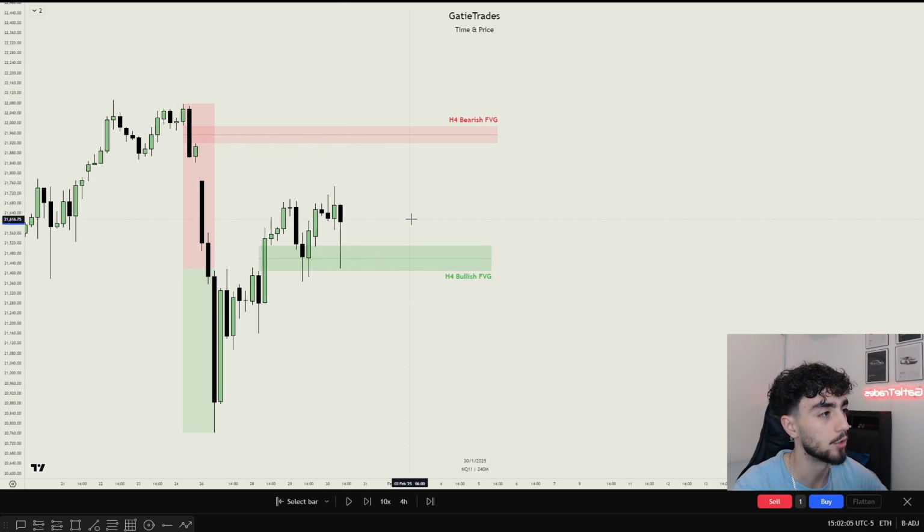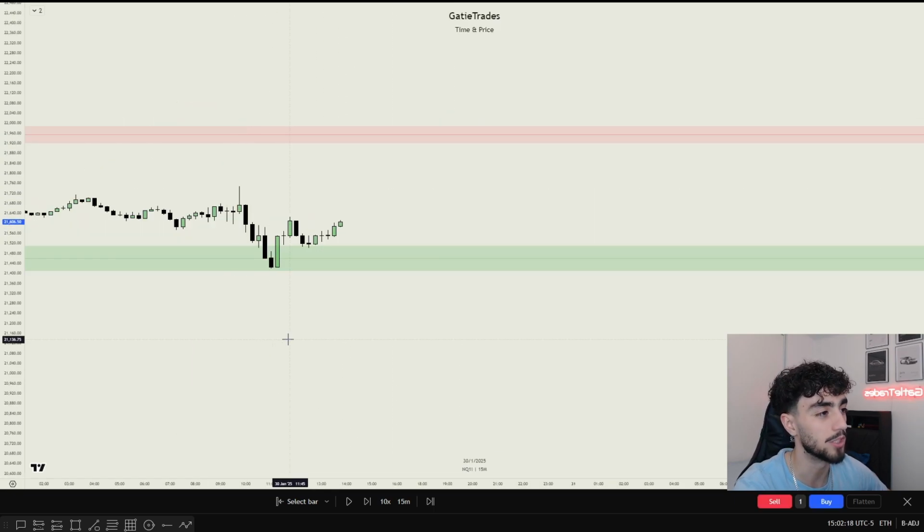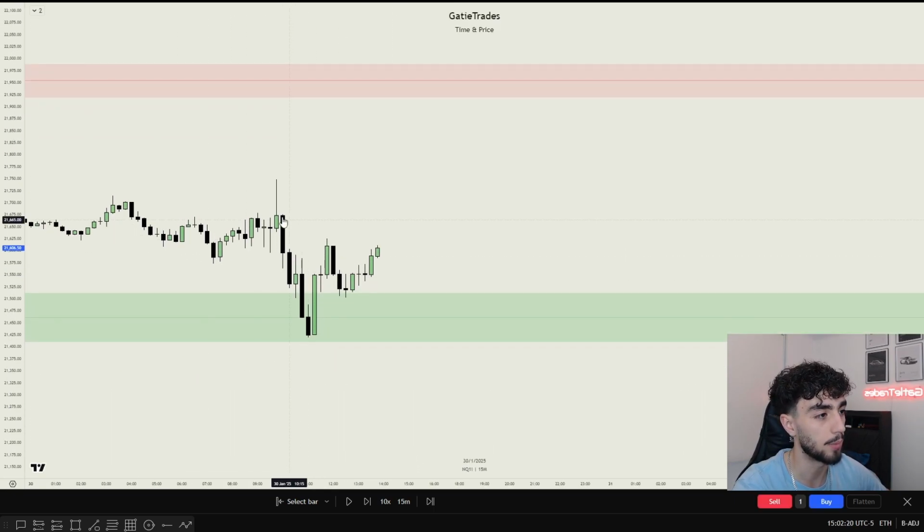So what I want to take your attention to is we have a potential objective of a gap right here, and we have a potential candidate to take us there, which is this bullish gap here. So trading this bullish gap to this bearish gap, I'm going to zoom into the 15-minute chart, and I want you to look closely at what happens when we trade into that 4-hour gap.